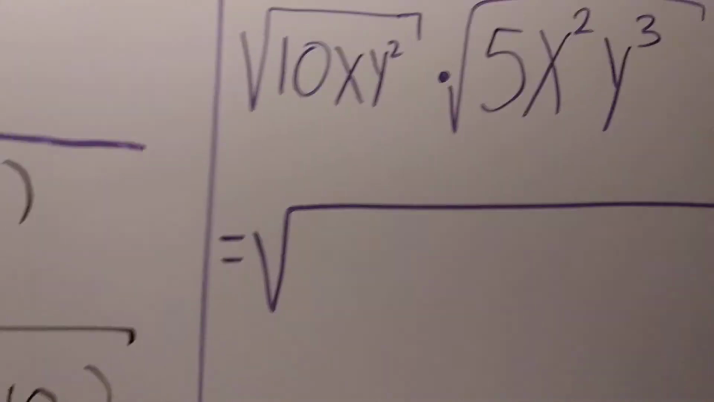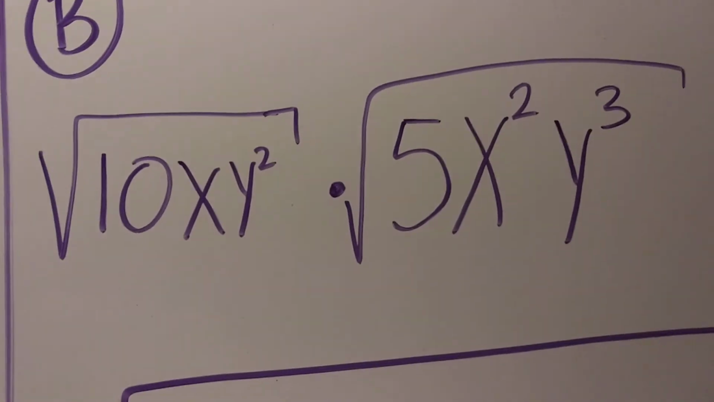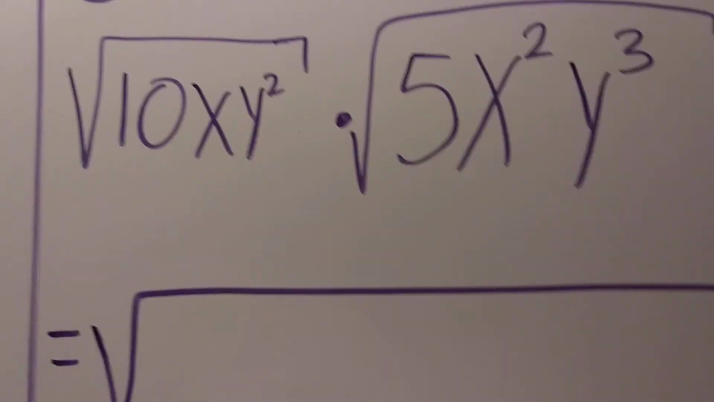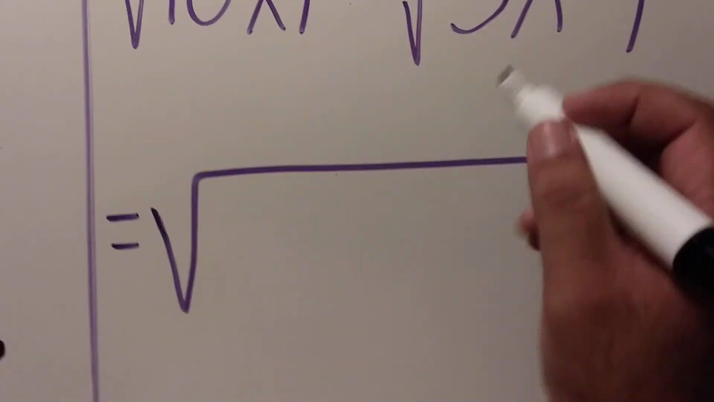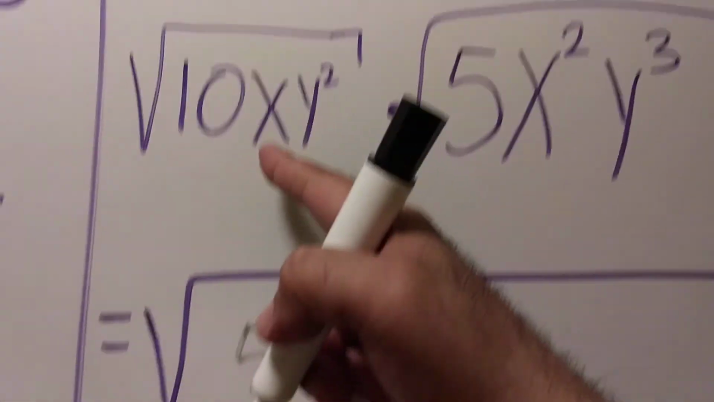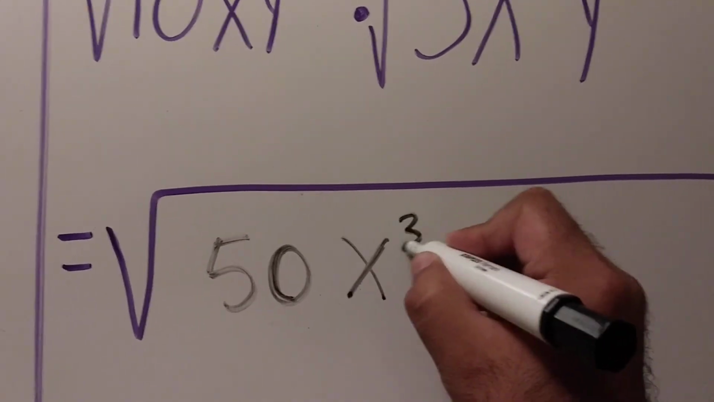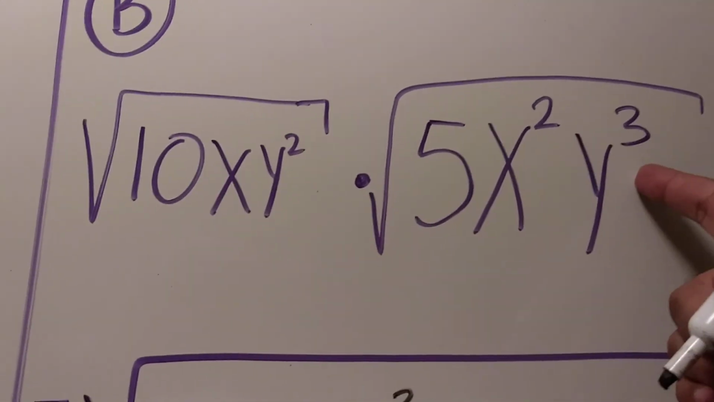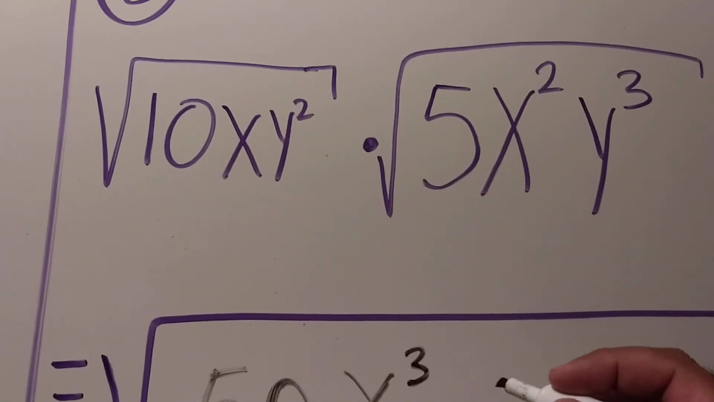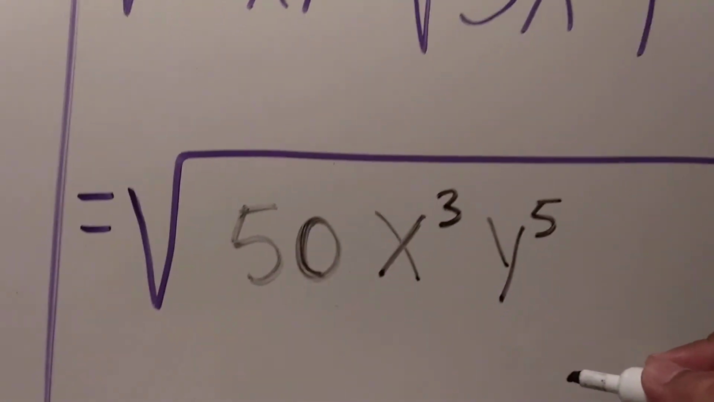Okay, let's look at another example over here now. Here we have two square roots that are getting multiplied. So we're going to multiply 10 times 5. That gives you the 50 here. And then x times x to the second gives us x to the third, and then y to the second times y to the third gives us y to the fifth, right?